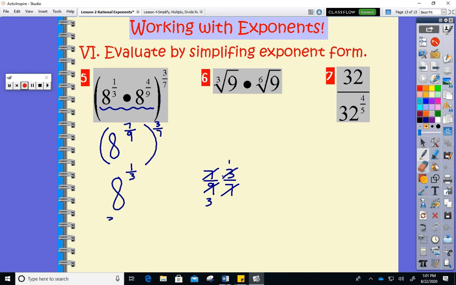It just got easier. That's cube root of 8. And guys, what is it? What is it? Correct. 2. Good job for you.